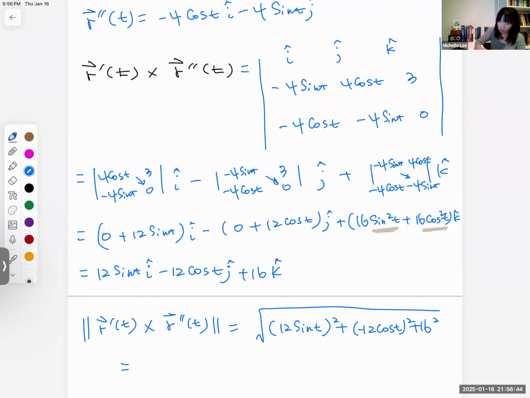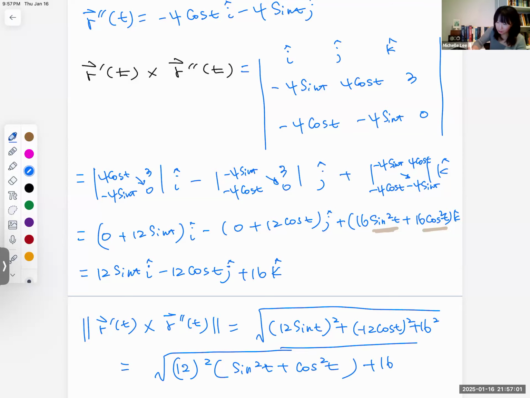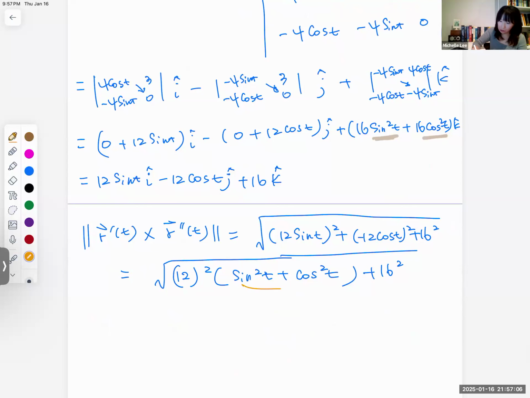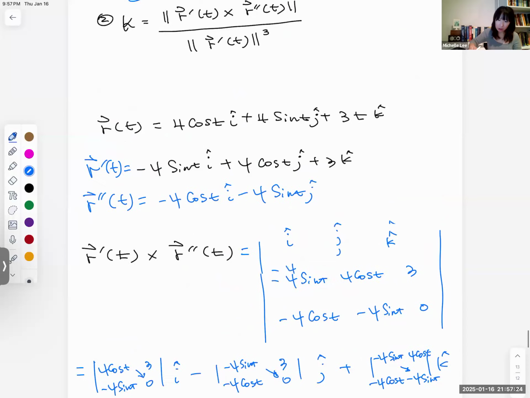So that will be 12 squared times sine squared t plus cosine squared t, plus 16 squared. So this is 1. Can you please calculate 12 squared plus 16 squared? Square root of 400, which is 20. Okay, so that's the numerator.